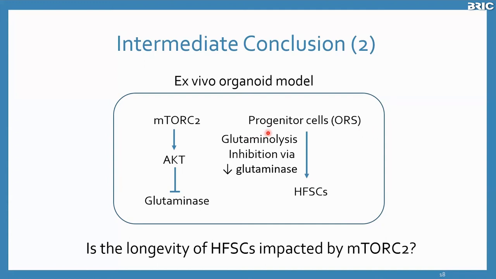But if glutaminolysis inhibition takes place because of Rictor knockout, would this activity or the fate change be impacted? That was the question that I wanted to answer.